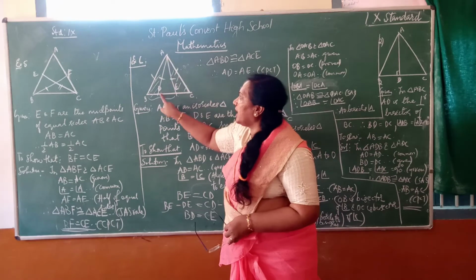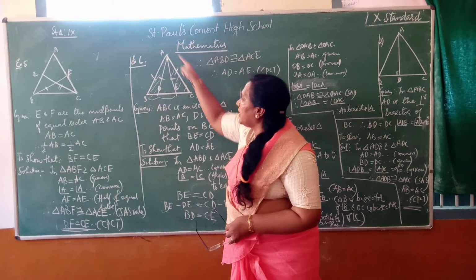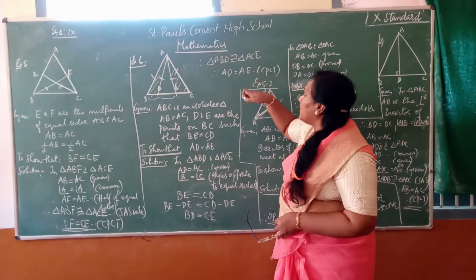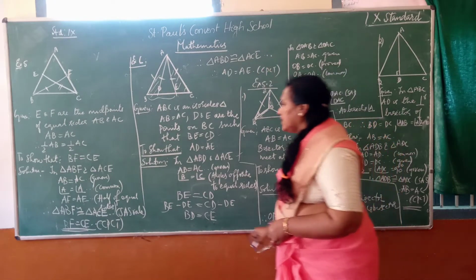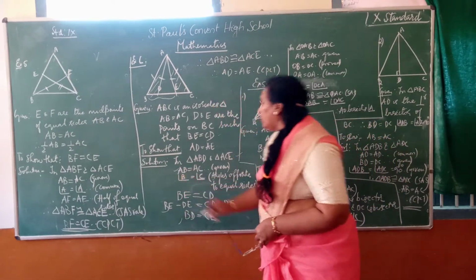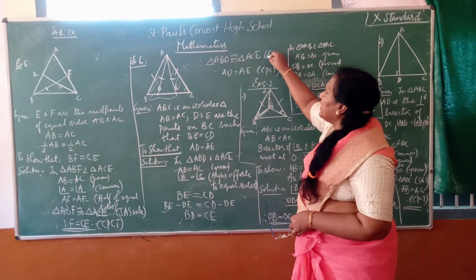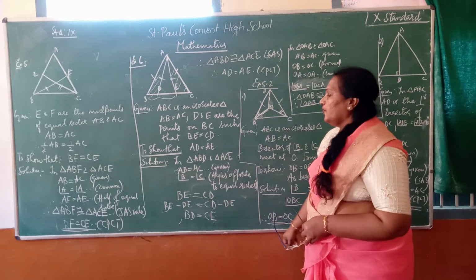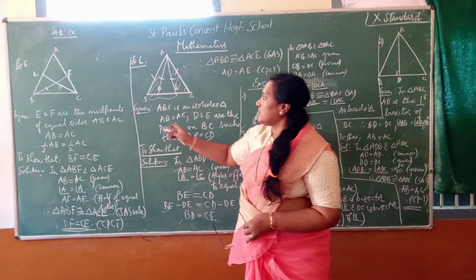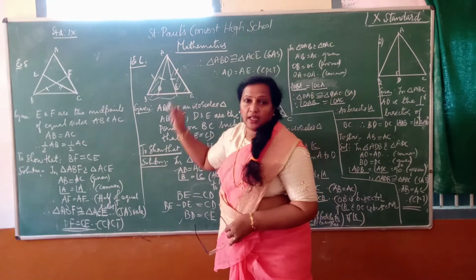Therefore, I can say triangle ABD is congruent to triangle ACE. By which postulate? It is two sides and one angle, so it is by SAS rule. Therefore, the corresponding parts will be equal. AD is equal to AE.